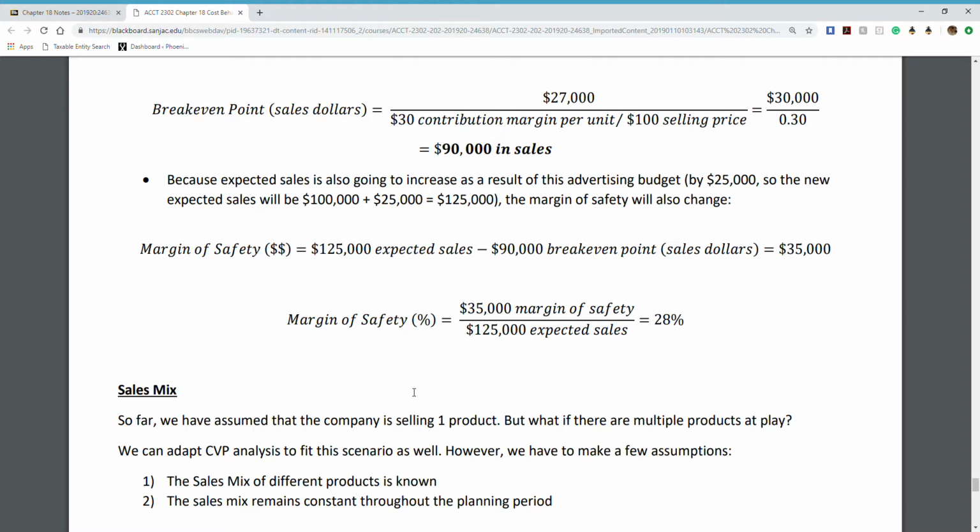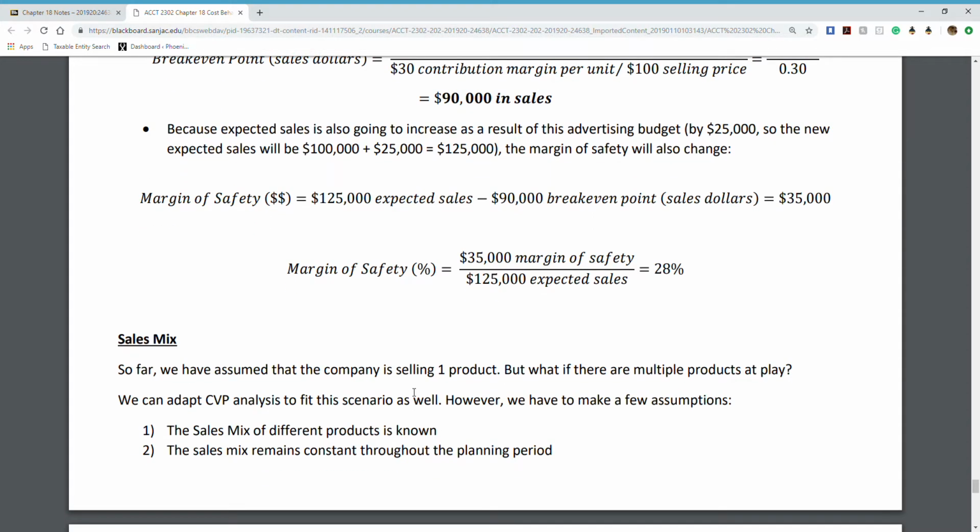So we take 35,000 divided by 125, and that shows the percentage has now increased to 28% from 20%. Managers have to look at both of these scenarios to see: is it going to help? If this actually had a lower margin of safety, we probably wouldn't mess with it, but since it increases, that means we have more wiggle room in case something bad does happen. Even though our break-even point is now higher, we are still in good graces.